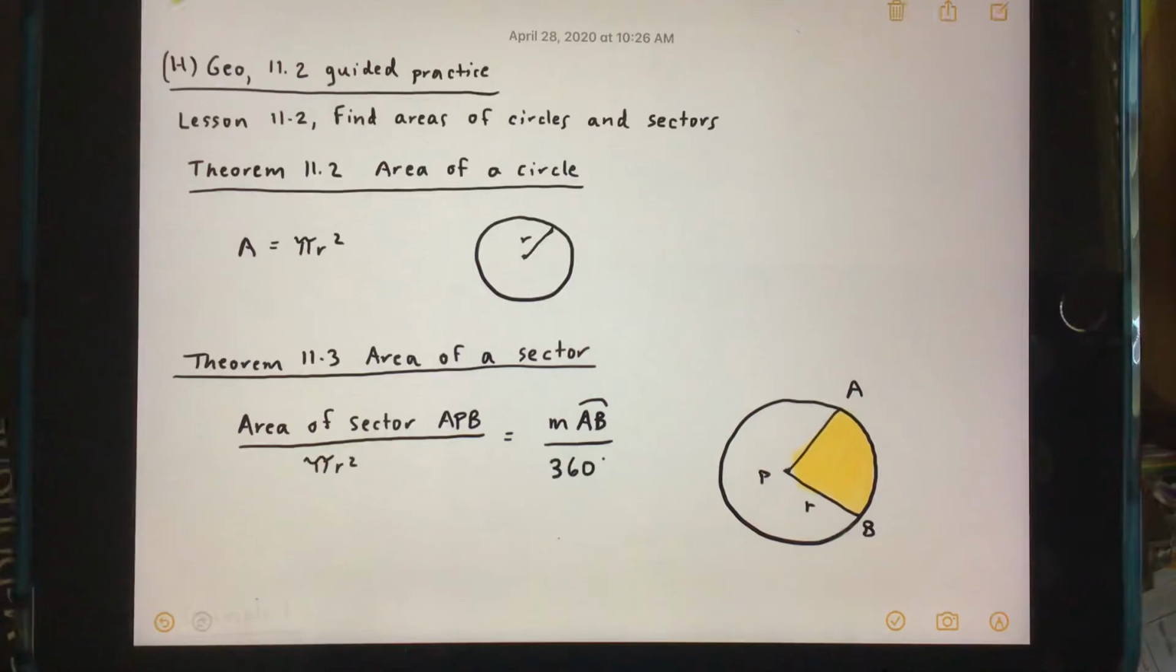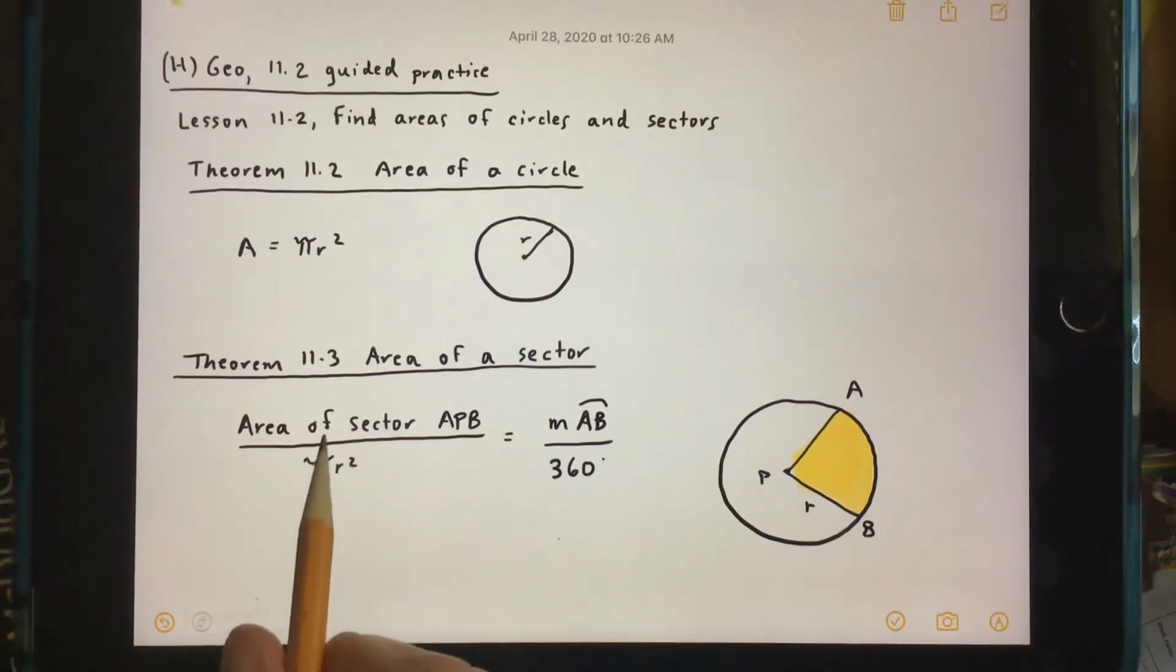So for theorem 11.3, I've colored in yellow the sector that we are finding the area for. And just like when we were working with our circumferences and our arcs, we're going to relate the area of the sector to the entire area of the circle. So we're going to go part to whole, just like we did with our last lesson. To find the area of sector APB, that's the yellow part of the circle here, that's the part. We're going to compare that to the entire area of the circle, which is pi r squared.